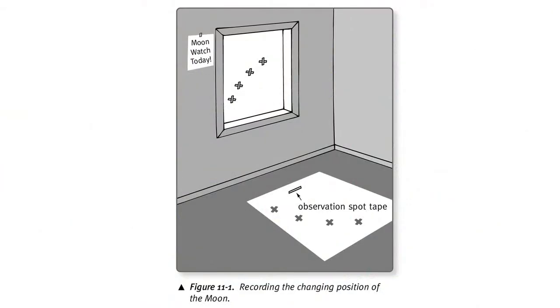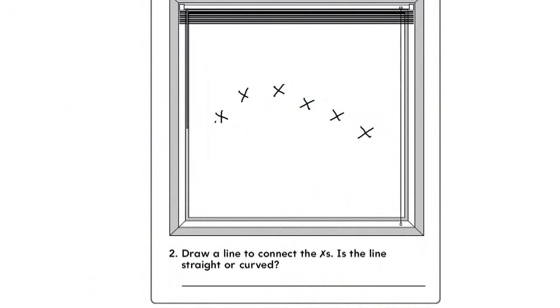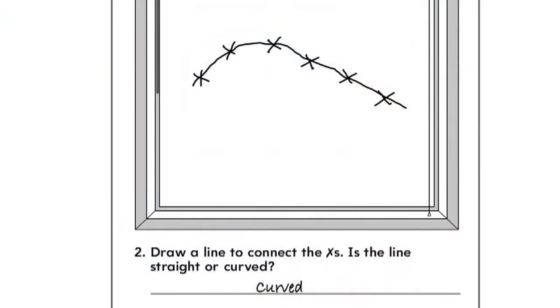After the last moon sighting has been completed, ask students to observe the pattern of the tape pieces on the window and on their activity sheets. Ask students, what do the positions of the tape marks tell you about the moon? The moon moves across the sky over the course of the day. Have students complete question 2 on Part A of the activity sheet. Then, review what is meant by the words straight and curved, and note that the student's line is curved.